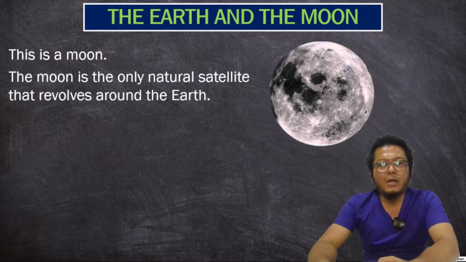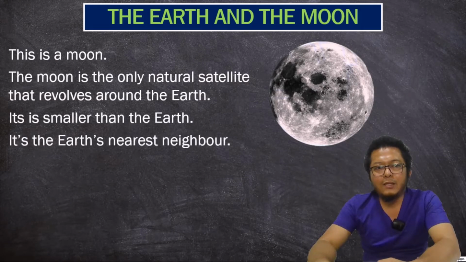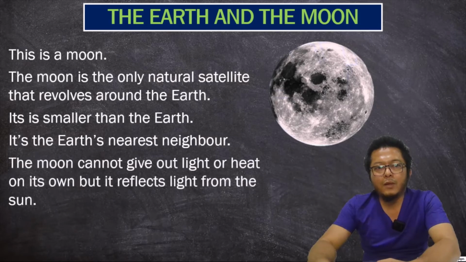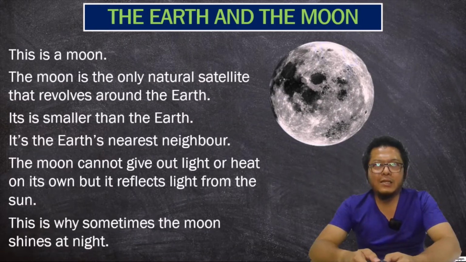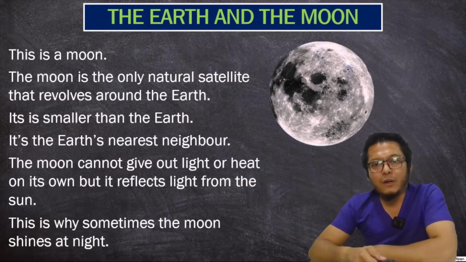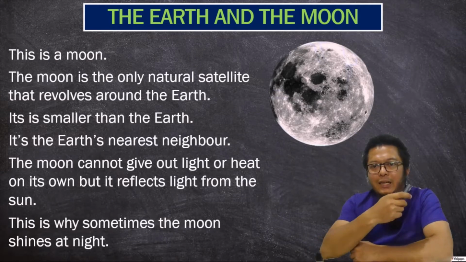The moon is the only natural satellite that revolves around the earth. Satellite means something that is floating or moving around the earth. It is smaller than the earth and is the earth's nearest neighbor. The moon cannot give out light or heat on its own, but it reflects light from the sun. This is why sometimes the moon shines at night. So the moon gets its light from the sun, by reflection. The light from the sun reflects off the moon's surface and we see the moon as it is here.